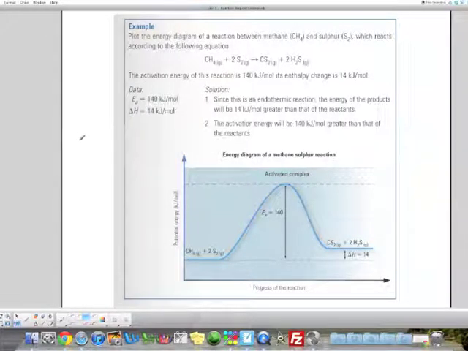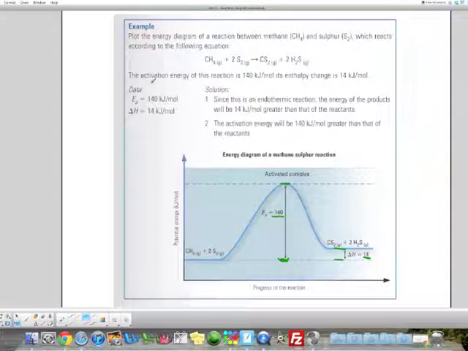Okay, what do we do mathematically with this? Well, if you understand all the vocabulary and concepts, you'll understand the following. It's not very complicated. It says, plot a diagram of a reaction between methane and sulfur, which reacts according to the following equation. The activation energy of this reaction is 140. So we know that from the bottom, where the reactants are, to the top, there has to be a difference of 140 kilojoules per mole. The enthalpy change is 14. So they're telling you that the delta H is 14, and between the reactants and the products there has to be a difference of 14.